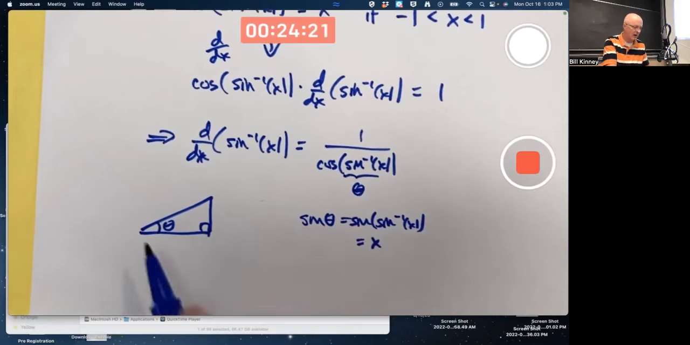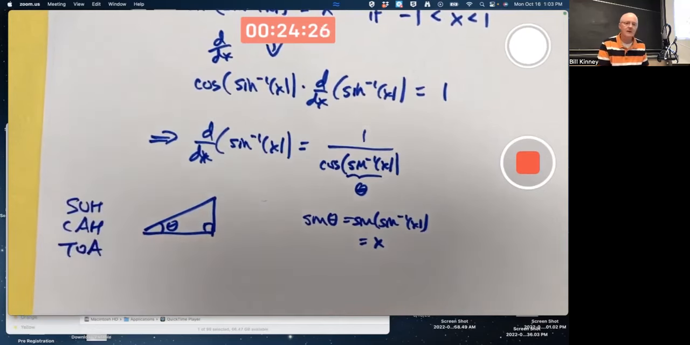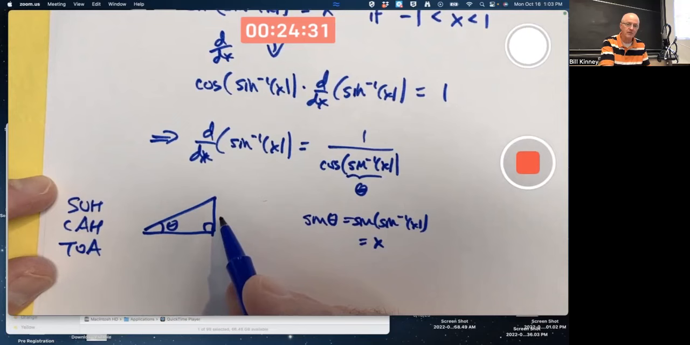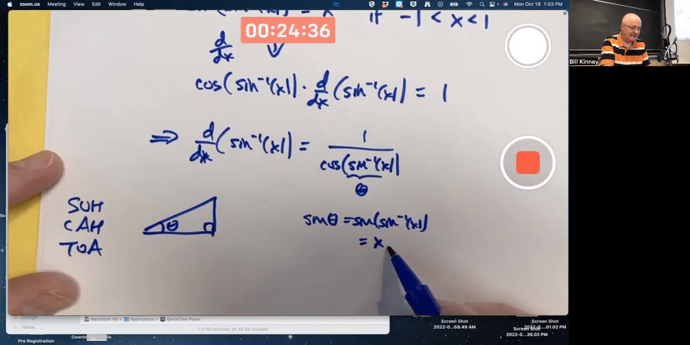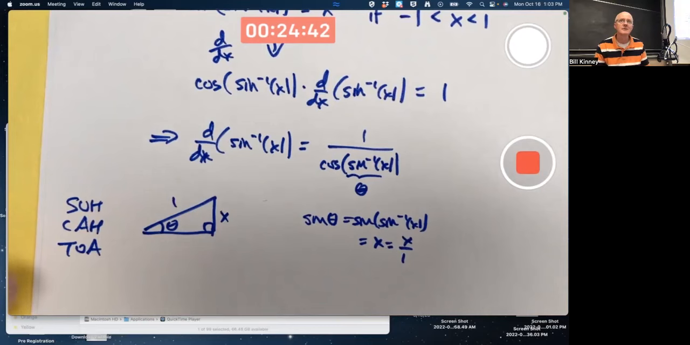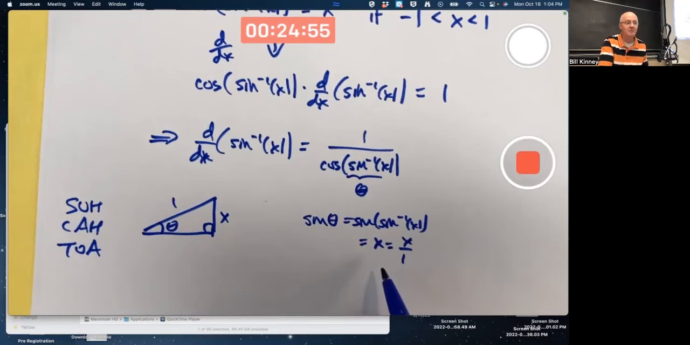I also know SOHCAHTOA. So sine is opposite over hypotenuse, this side over this side. I know the ratio of this side to the hypotenuse must be x, because the sine of the angle is x. x is the same as x over 1, so you might as well take this side to be x and this side to be 1. It's not the only possibility. You can make this one be 2x and this one 2. This one be 3x and this one be 3. 4x and 4, 5x and 5. As long as the ratio equals x, it's okay. But it's simplest to choose x and 1.